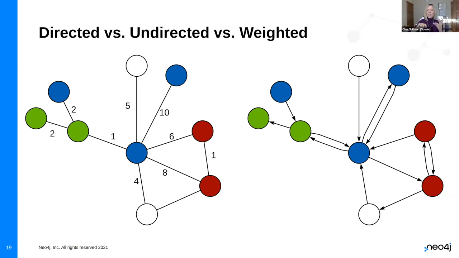Or let's look at the blue node and the two red nodes. I can go to my lower red node either directly, which will take me 8 minutes, or I can go to the upper red node, 6 + 1 = 7. So it would actually be faster to go that way.